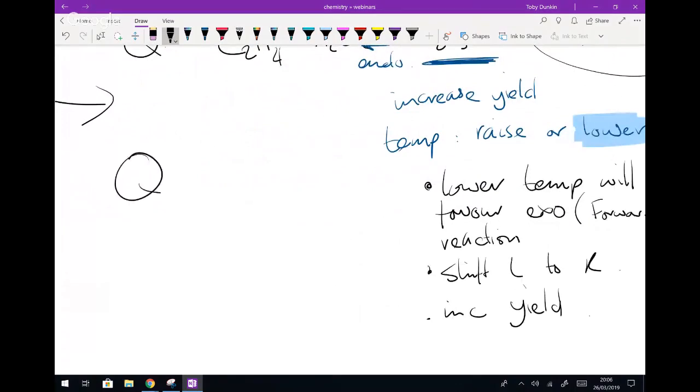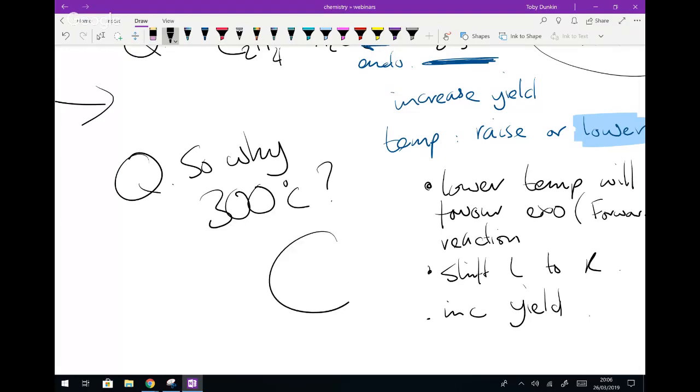Next question. So why 300? Seems awfully confusing. Why would you do 300 when we could lower it? Take it down to 100. Take it down to 10. Stuff it. Let's take it down to minus 50.